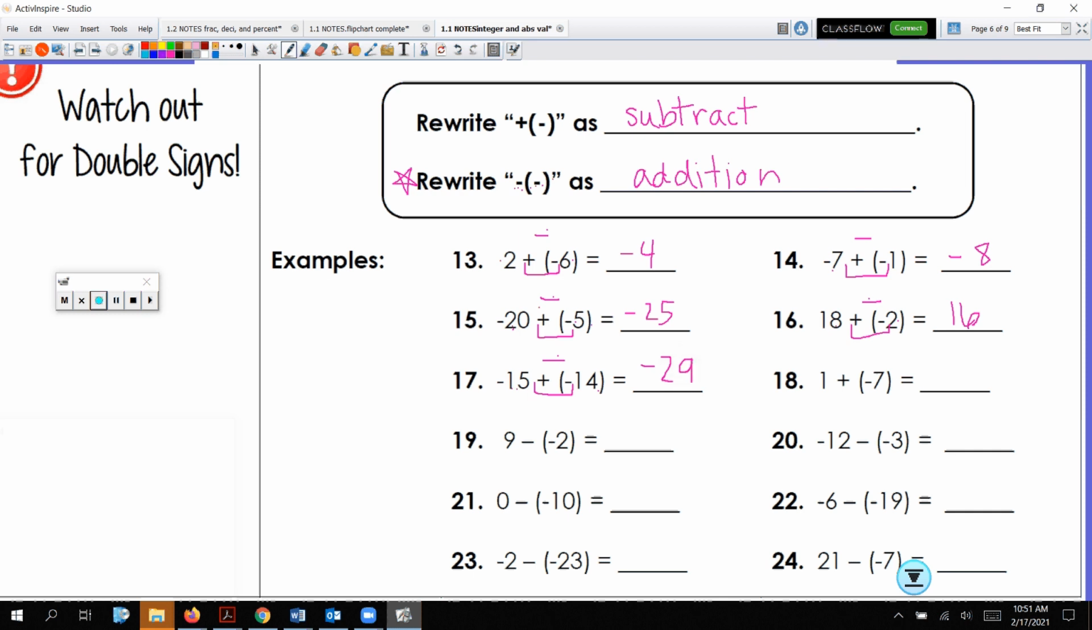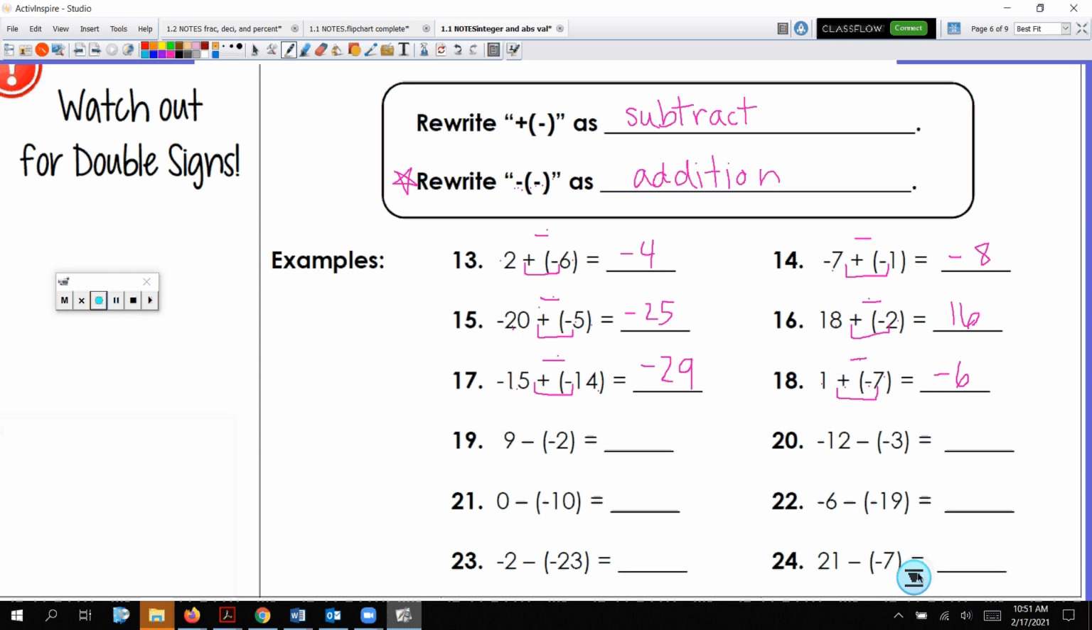I don't know if you know the old song. It was like, same signs keep and add, different signs subtract. Keep the sign of the bigger number, then you'll be exact. Try to channel that when you're adding and subtracting integers. All right, plus minus together, that's just subtraction. So it's 1 minus 7, negative 6.